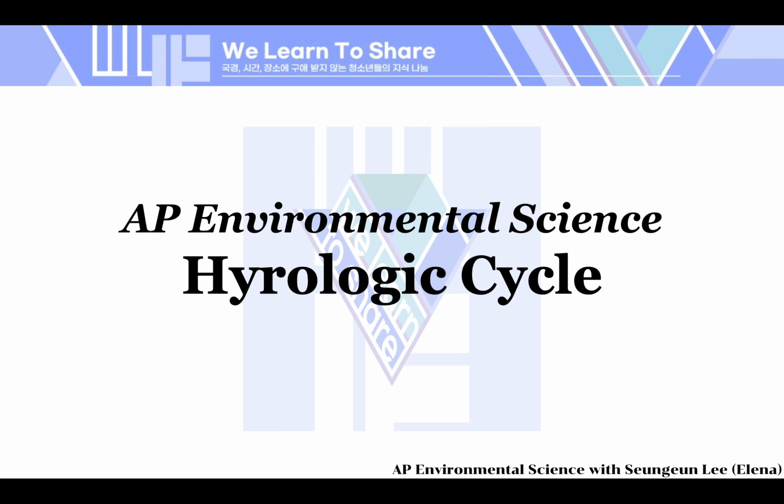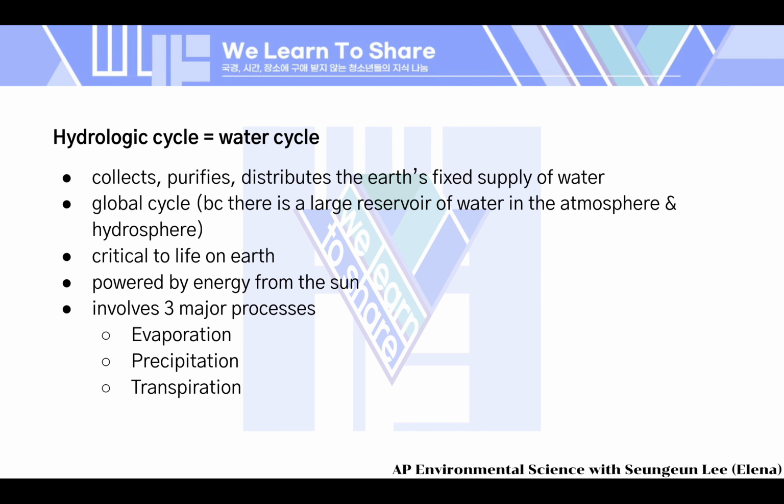In this video, we're going to go over the hydrologic cycle. That's the water cycle. So the hydrologic cycle is basically a water cycle, like I've just mentioned a few seconds ago. Basically, it's a process which collects, purifies, and distributes the Earth's fixed supply of water. And it's a global cycle because water is everywhere, right? Because there's a large reservoir of water in the atmosphere and hydrosphere.